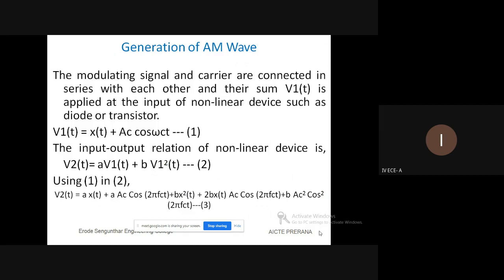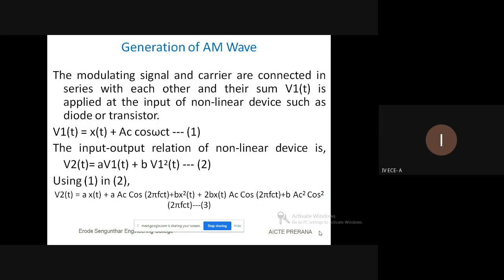The modulating signal and the carrier signal are connected in series with each other, and their sum V1 of t is applied to the input of the nonlinear device. The nonlinear device may be a diode or transistor here. V1 of t is equal to x of t plus AC cos omega ct. And here the nonlinear device is used to perform the modulation process. The input-output relationship of the nonlinear device is given by equation 2.